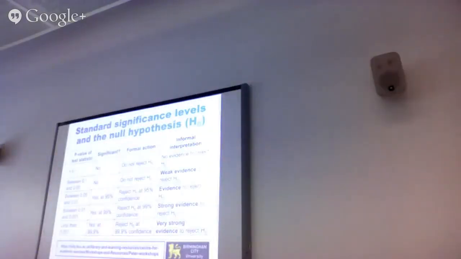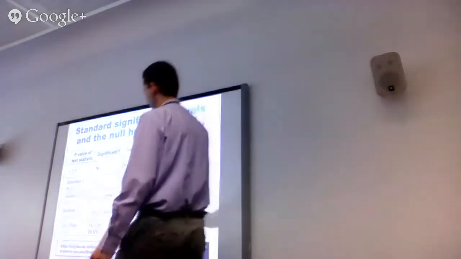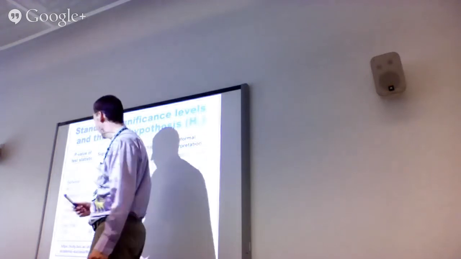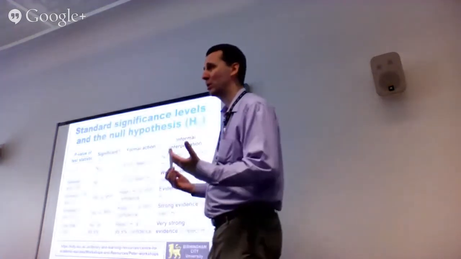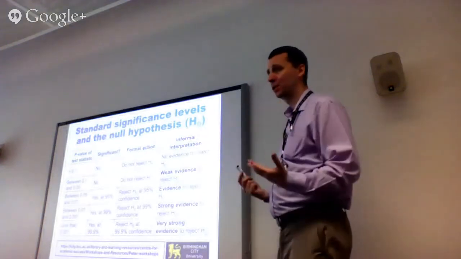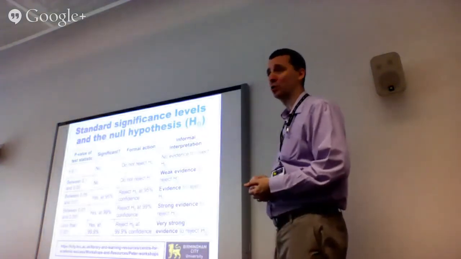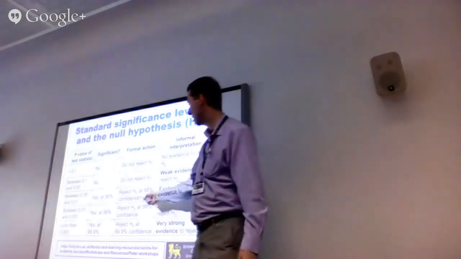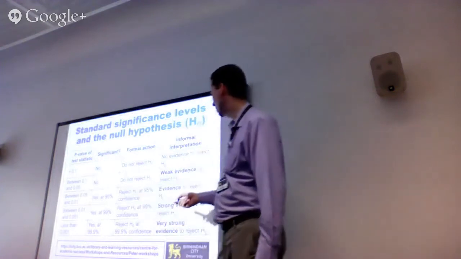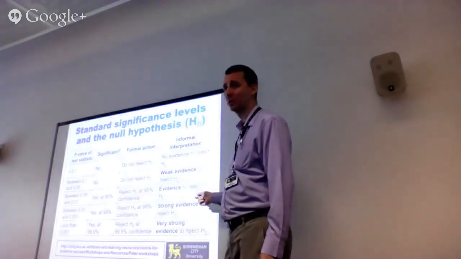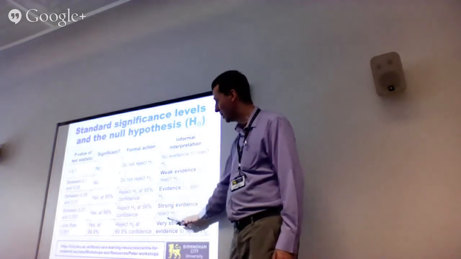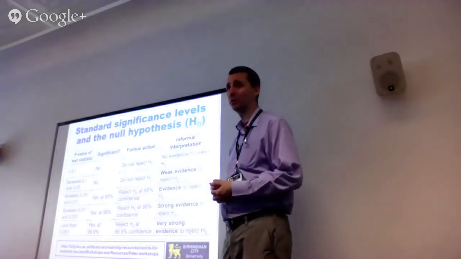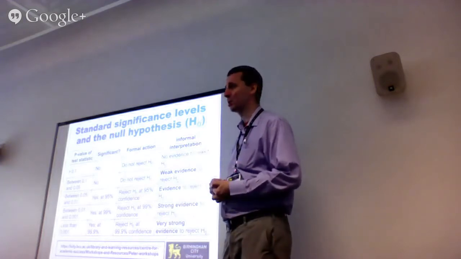Okay, so going back, I was talking about the middle row here. So I've explained what it means in terms of the normal distribution for this number to be between 0.05 and 0.01. So what you would do is you have a formal action and an informal interpretation to go with it. So the formal action is you're going to reject the null hypothesis at 95% confidence. And you would talk about evidence to reject it. So then, the further you go down the table, the stronger your evidence is, and the higher your level of confidence in rejecting the null hypothesis.